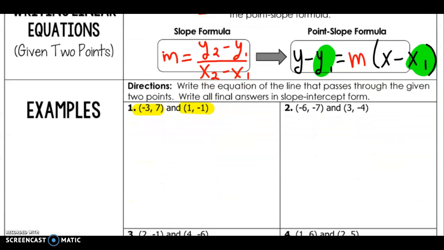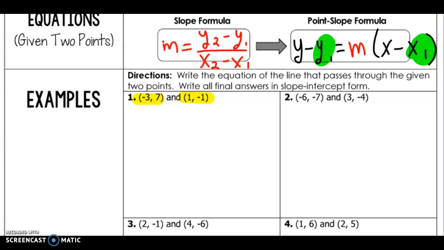Okay, so let's look down at number 1. We're given 2 points. So that tells me right off the bat that you have to find your slope. So you have x1, y1, x2, and then y2. Then you're going to take those and plug them into your slope formula. So you have m equals, remember, something minus something over something minus something.